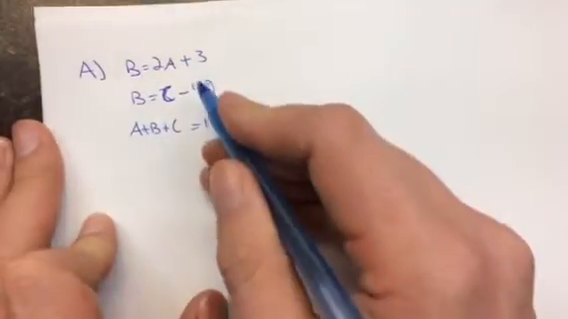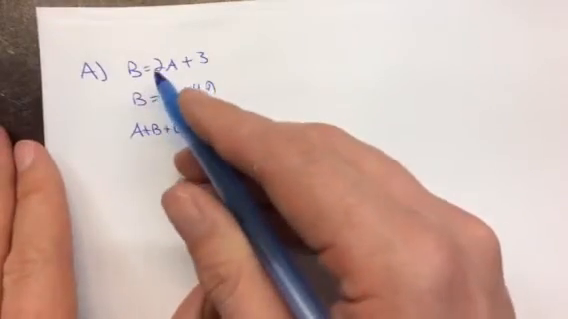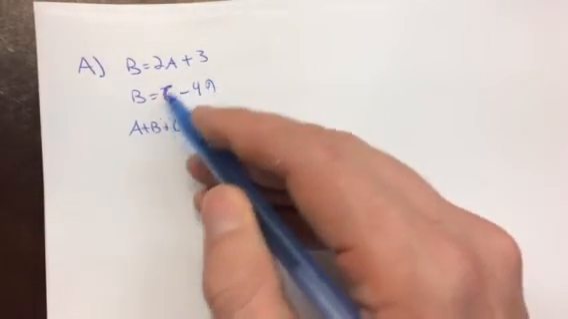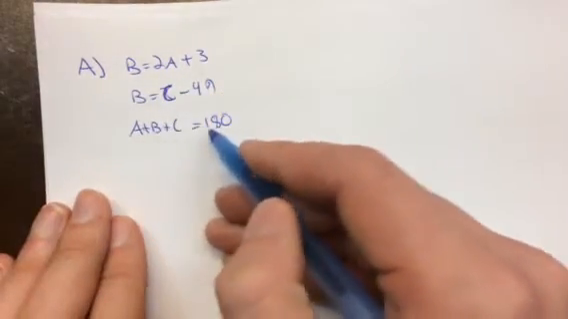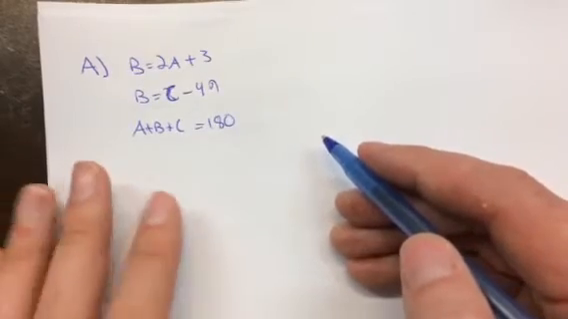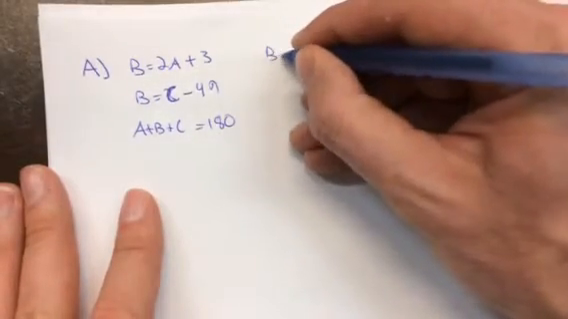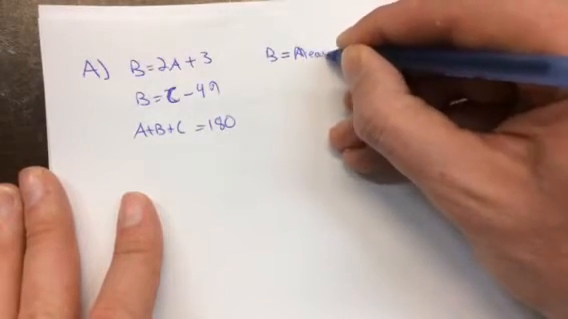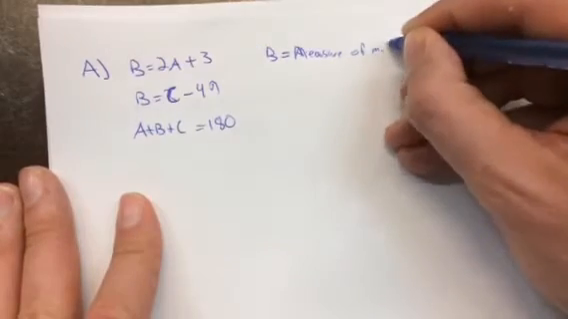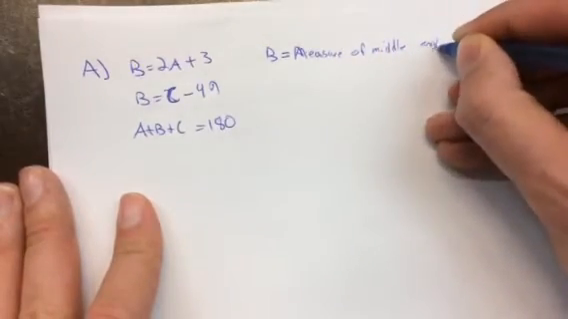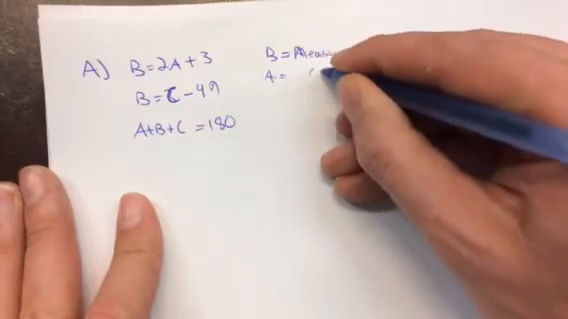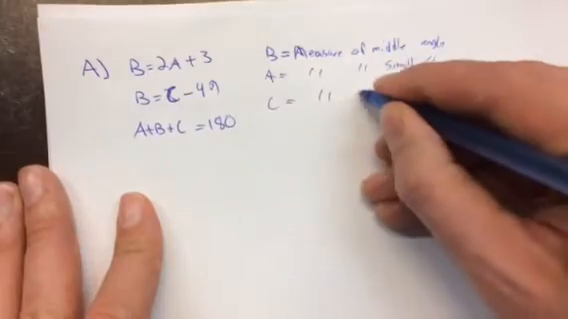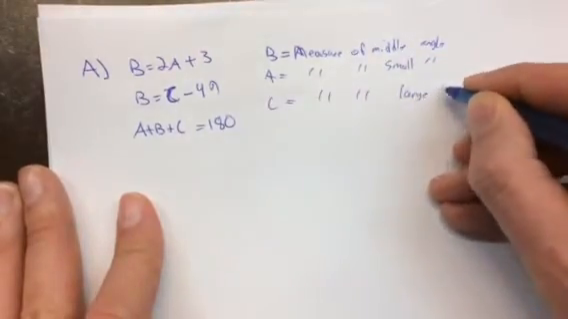You should already have this from the night before, but if you didn't, the written equations for A are b equals 2a plus 3, b equals c minus 49, a plus b plus c equals 180. And we had also written out that b is the measure of the middle angle, a is the measure of the smallest angle, and c is the measure of the largest angle.